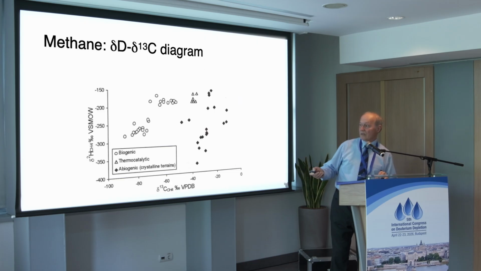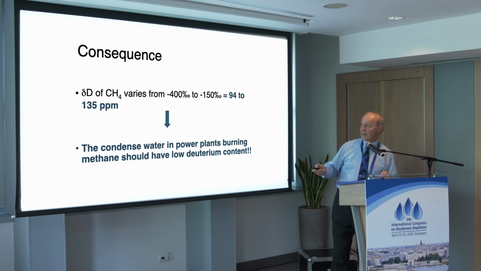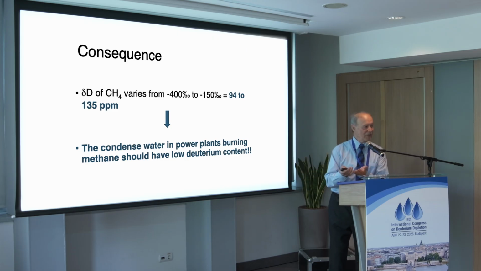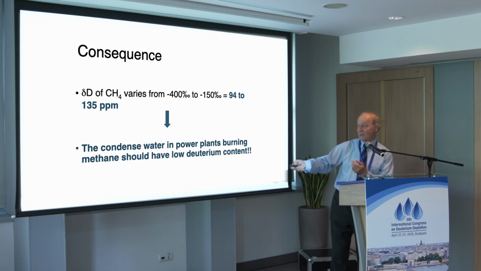This slide just shows you that there are different processes in nature producing methane with really different delta H2, I mean, really different deuterium content. So as a consequence, if you burn this methane and you can collect the condensed water in the power plants where this methane is burned, then you will get a deuterium depleted water, significantly depleted water.